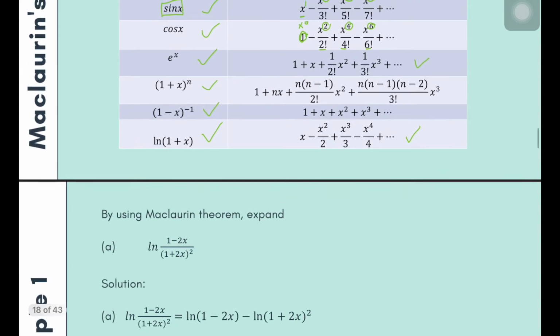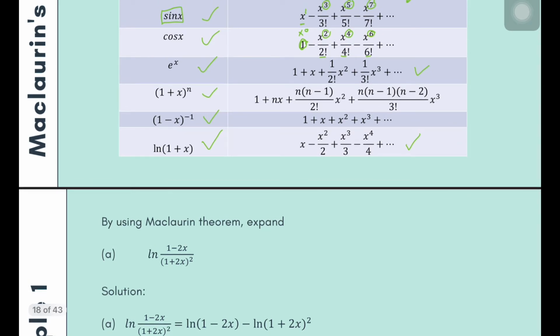We want to use the Maclaurin theorem to expand ln of (1 minus 2x) over (1 plus 2x) to the power of 2. So before we can use the Maclaurin theorem, you need to use the law of ln for this function, where we know that when we have two different functions with the divide sign here, it can be written as ln(1 minus 2x) minus ln((1 plus 2x) to the power of 2). This one is by the law of ln.